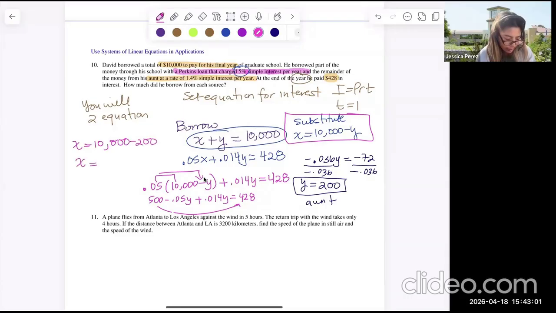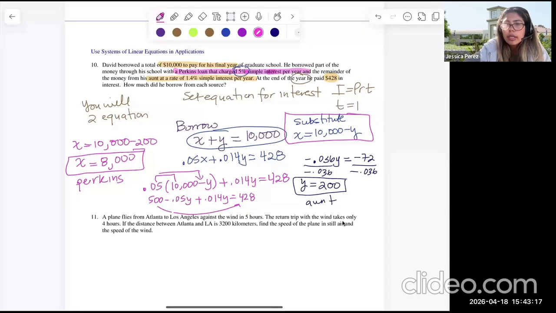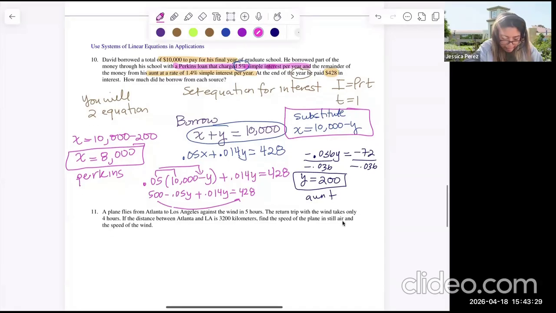This remaining amount is $8,000. So the resulting amount is David borrowed $18,000 from Perkins, so you're separating the money, and $200 from his aunt. Again, we had to create this system of equations where we were able to distinguish the total amount that he borrowed and the interest equation. That makes your two systems of equations.